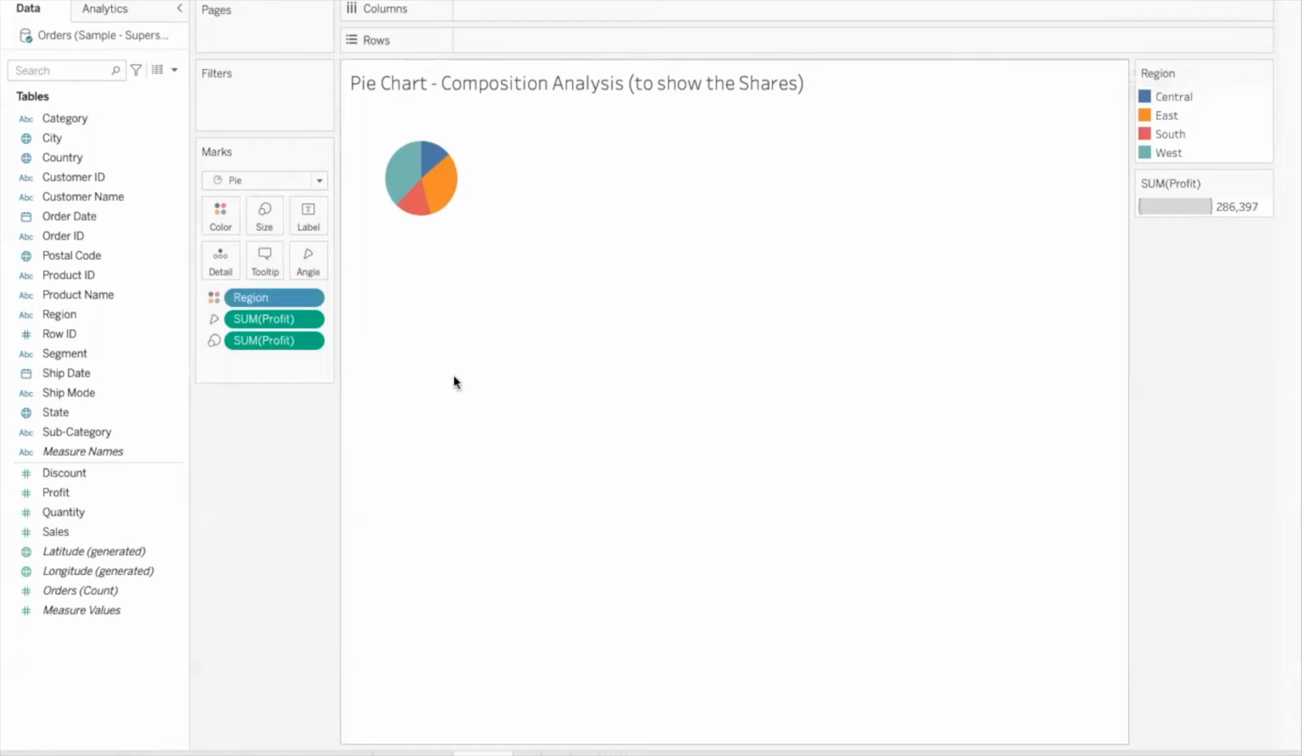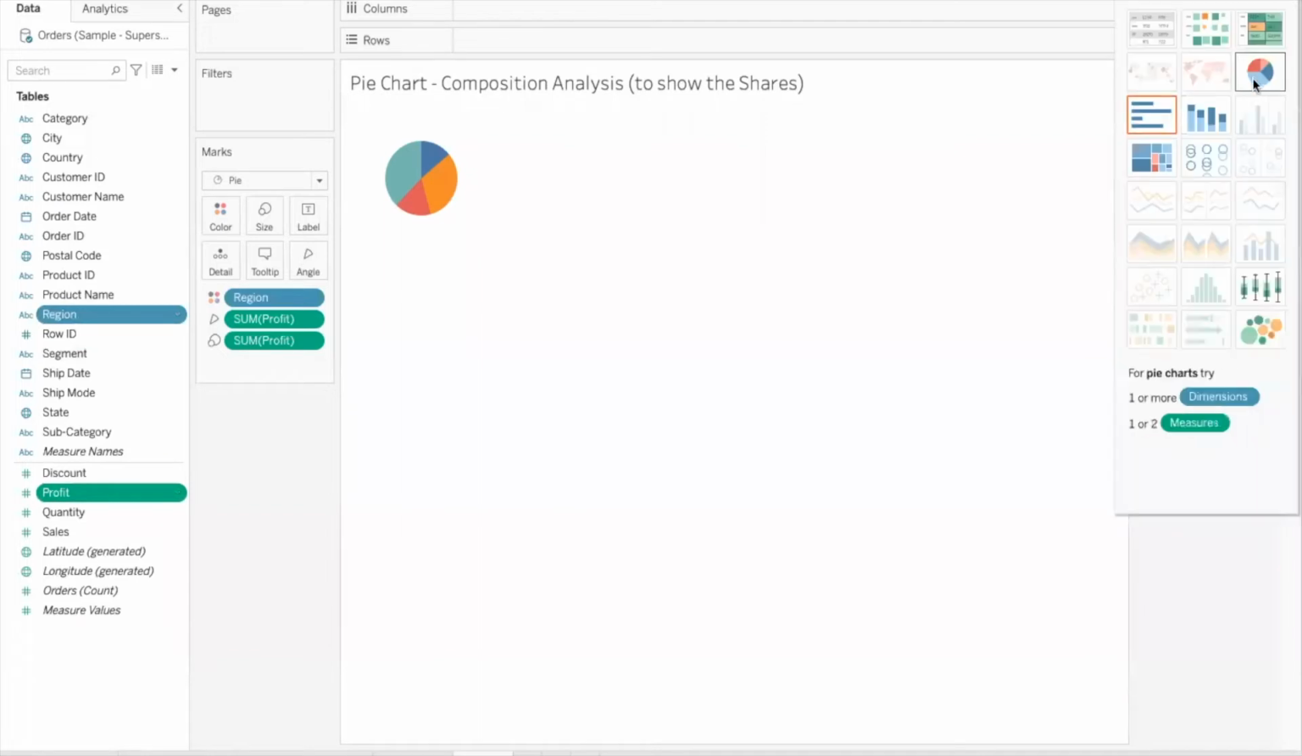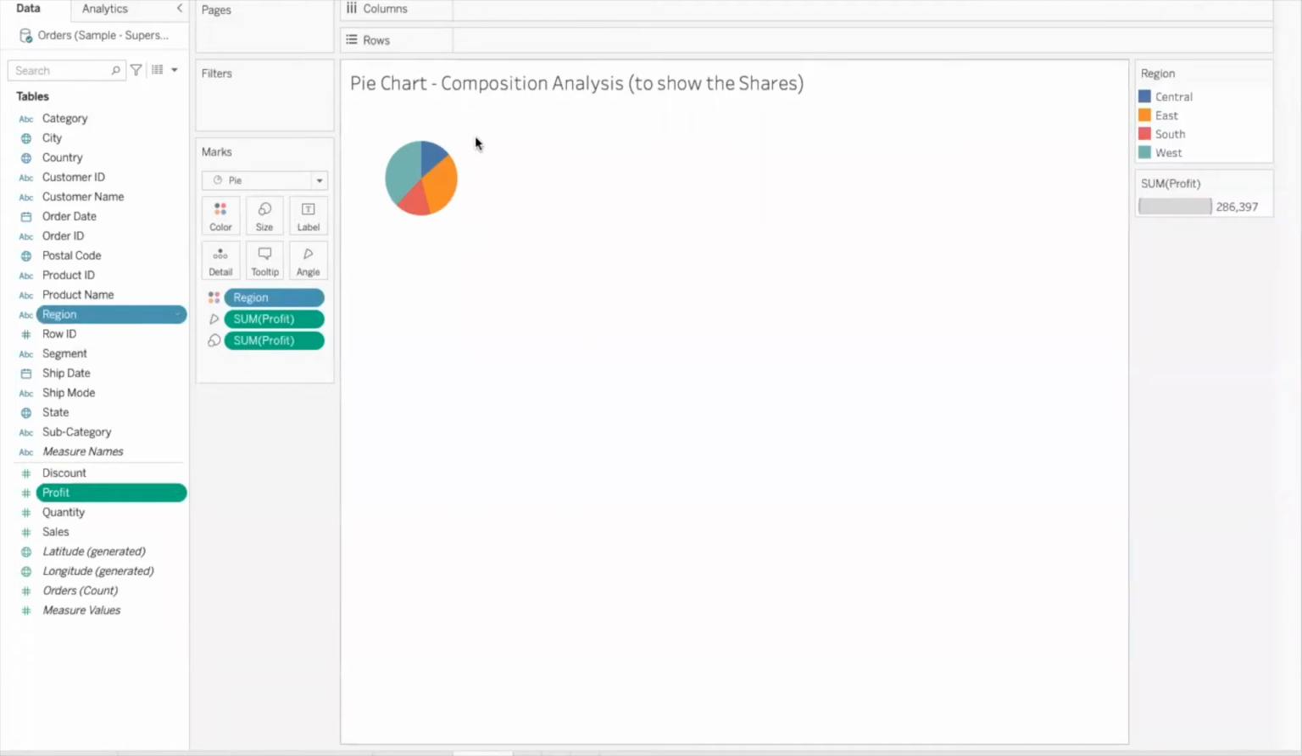So our pie chart is ready, right? All I did was I selected the fields, went to the show me panel and clicked on the pie chart icon, and my pie chart is ready. However, it is very small. It's not utilizing all the space in the canvas.